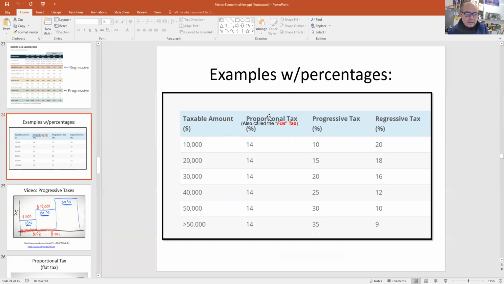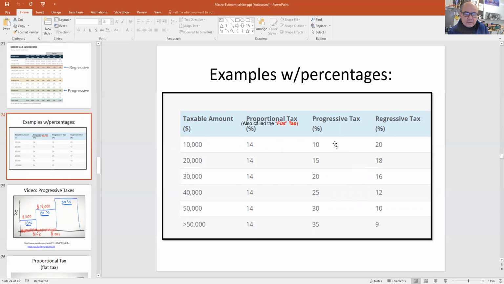The proportional tax doesn't matter what income you've got here. Everybody in this example, these are hypothetical numbers, everybody's paying 14%. All right, so of course, 14% of 10,000 is less than 14% of 50,000. So the rich person is still going to pay a little bit more in this scenario.